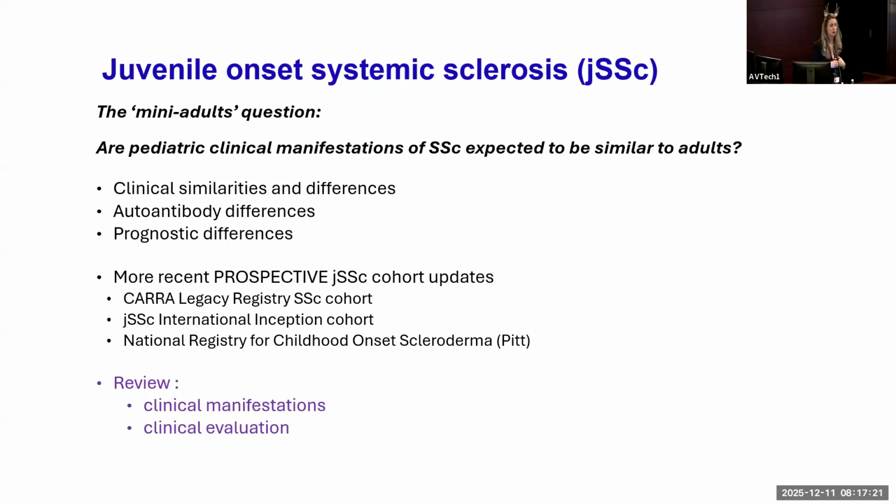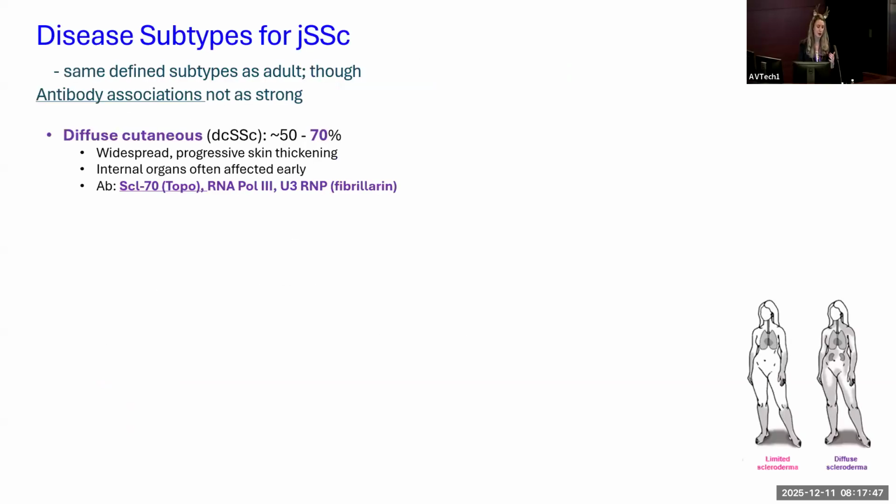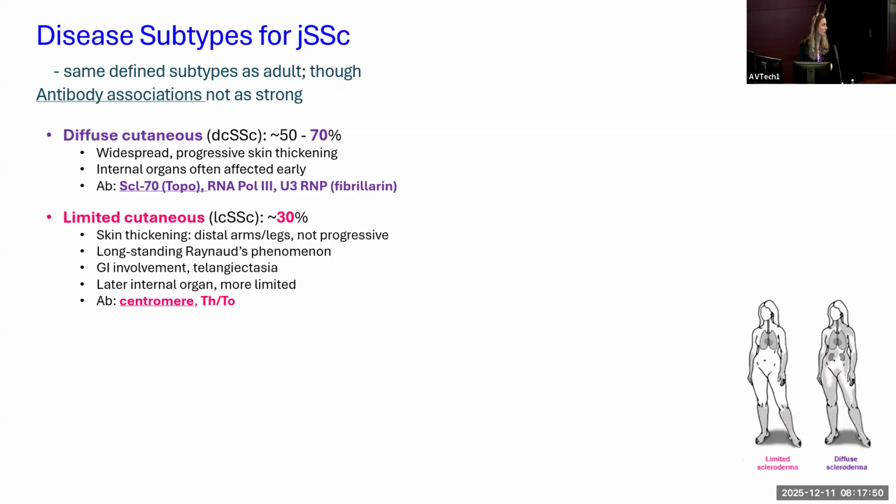So we have a couple of registries. We have, as Elaine mentioned, the National Registry of Childhood Onset Scleroderma here. We were building that up over time. I have 150 patients, which doesn't sound like a lot, but it actually is for a rare disease. And then there's CARRA, the Childhood Arthritis and Rheumatology Research Alliance, which I help orchestrate as well. And then there's an international inception cohort that has about 300 kiddos in it. So we follow these patients longitudinally, gather data, and compare them to the adults.